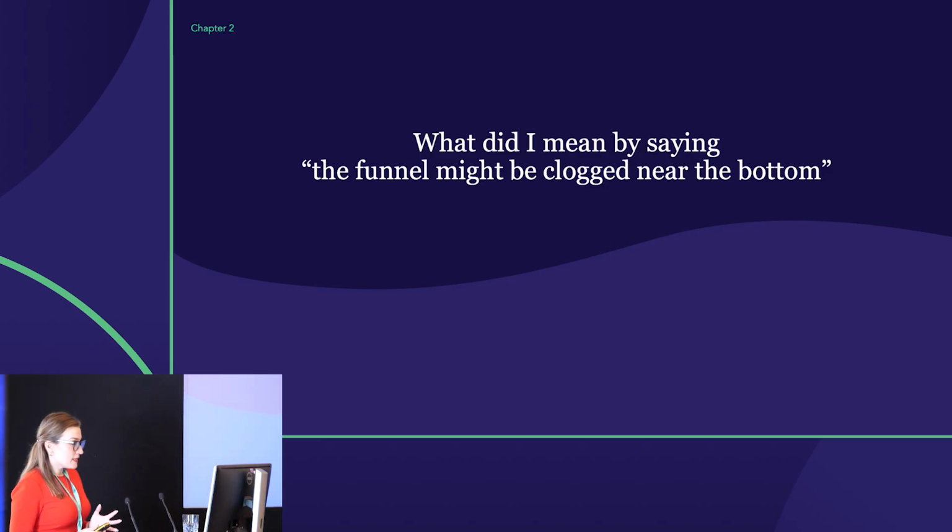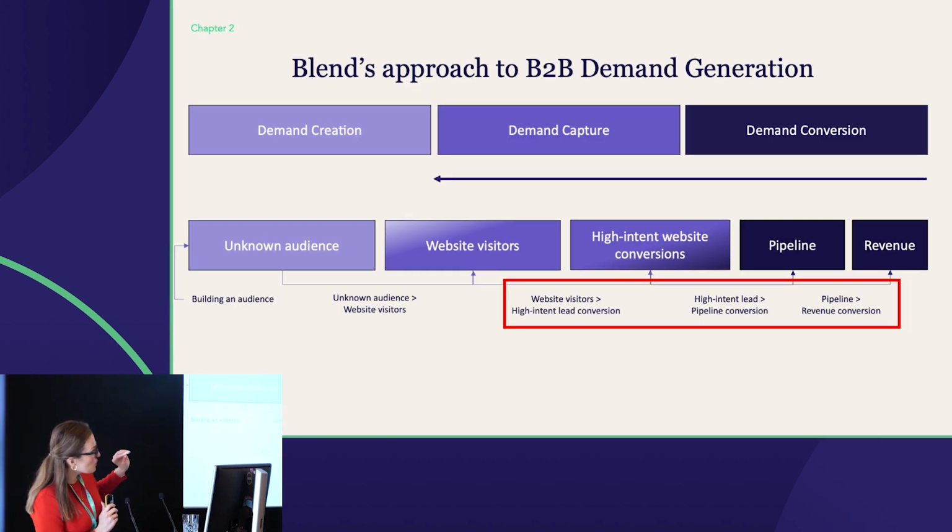And more specifically, I mean improving these metrics. So pipeline to revenue creation, high intent lead to pipeline conversion, and website visitors to high intent lead conversion metrics. So 3 core metrics that can signify whether there is an issue somewhere down the funnel. As I mentioned earlier, it's conversion, not awareness, that's the fastest financial growth lever that then funds the awareness programs.